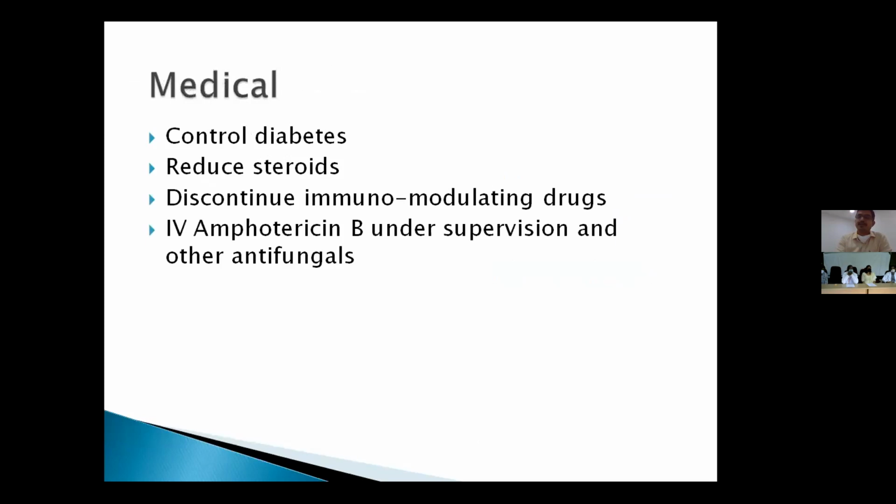It needs medical and surgical debridement. Medical management is by controlling the diabetes, controlling the sugar, reducing the steroid dose, discontinuing immunomodulating drugs, and administering IV amphotericin B under supervision along with other antifungals.